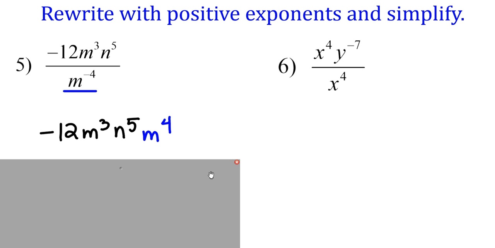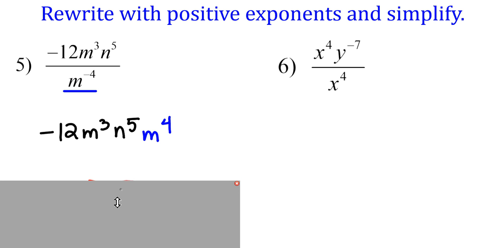So notice we no longer have a division problem, and we're going to look to see, do we have any like terms that we can combine? And so notice how you have m to the third and m to the fourth. Well, there are 3 m's here and 4 m's here. That means we have a total of 7 m's. So we could rewrite this as negative 12 m to the 7th, n to the 5th.